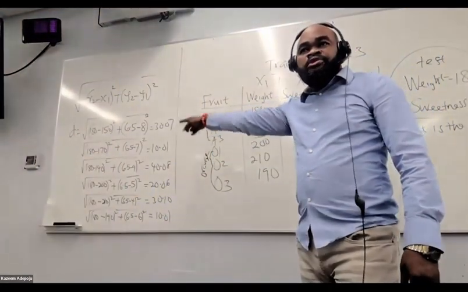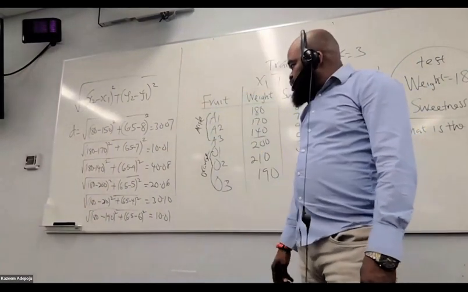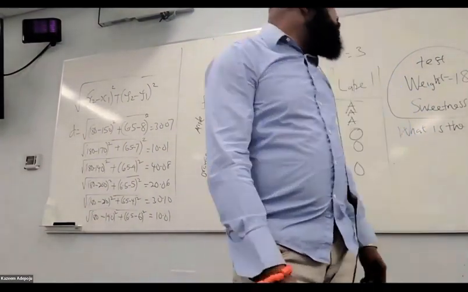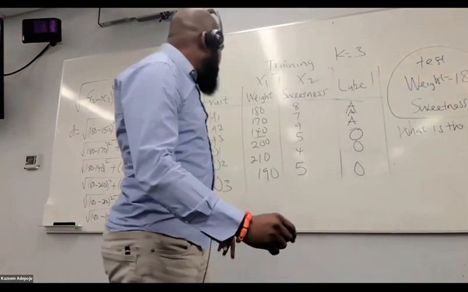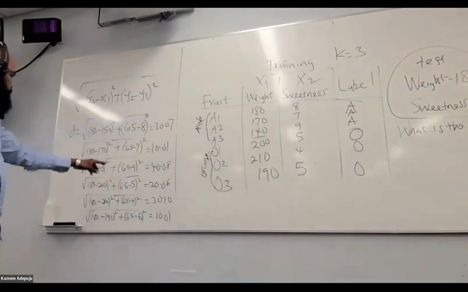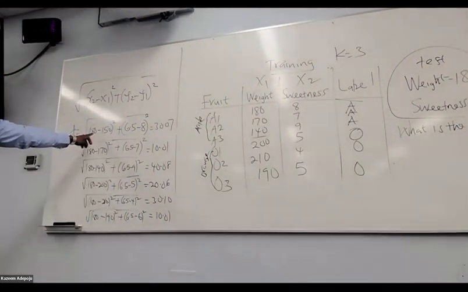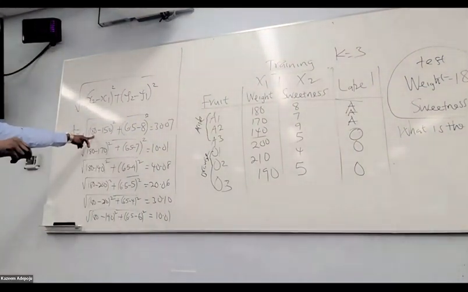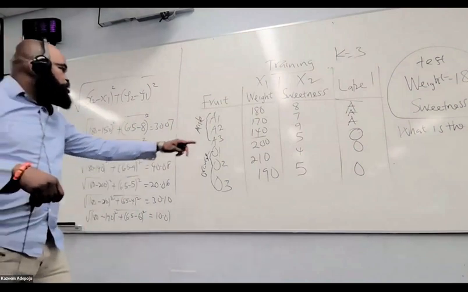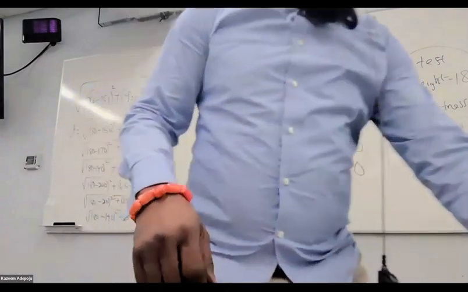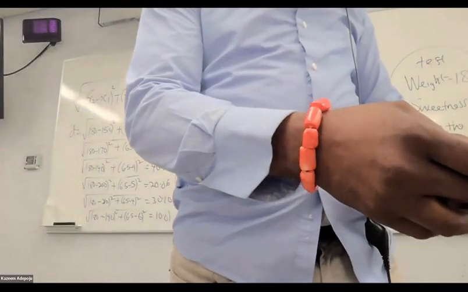Is there anyone who is not clear with how we use the Euclidean distance, or what we are doing? We are subtracting the test point from the training points. You can see 180 minus that. You can see what we're doing. Wait a minute. I think the first one here should be 150.